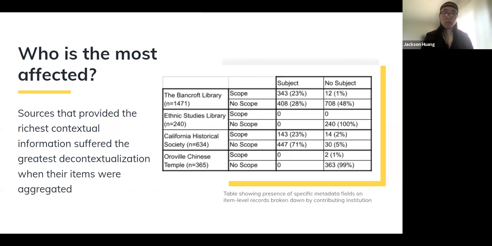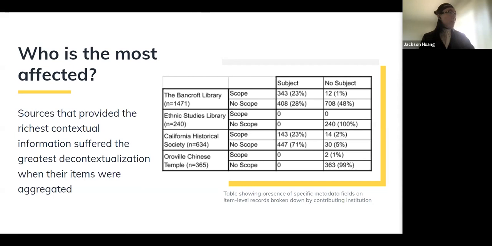What's interesting as well is noting that the loss of contextual information doesn't affect all materials equally. Institutions that were focused more on providing context faced greater loss of metadata. So institutions that provide insider community knowledge, that is the Ethnic Studies Library and the Oroville Chinese Temple, are the most intentional about offering a corrective to historical erasure. They want to provide both the information, but also information about the context of that particular record's creation. And what you see here is that because the Ethnic Studies Library made a decision to provide source collection description for all materials, now in item-only platforms like DPLA, there's no item level subject or descriptive notes.